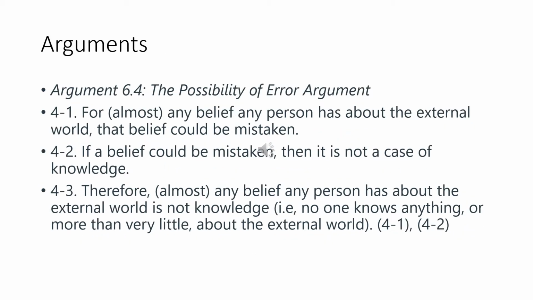Now, most of the skeptical arguments come from the Feldman chapter on skepticism. The first one you can choose from is the possibility of error argument. Here I have it numbered in the way that Feldman has it numbered. So for almost any belief any person has about the external world, that belief could be mistaken. If a belief could be mistaken, then it's not a case of knowledge. Therefore, almost any belief any person has about the external world is not a case of knowledge. In other words, no one knows anything or more than very little about the external world.